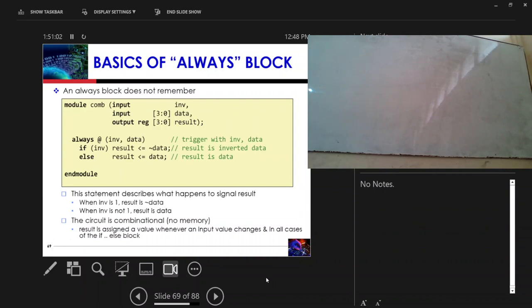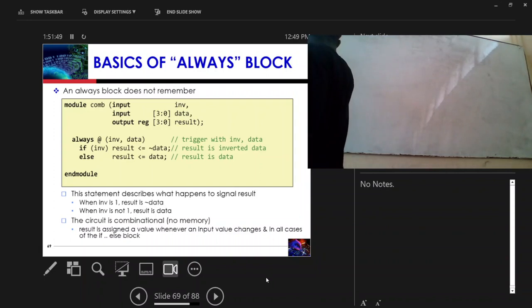Can you guess the secret for this one? Anytime you see an if else statement, and I've said this before, it will implement what? A multiplexer, right? So is this a multiplexer or not? It is a multiplexer. Why? Because if INV is true, then we get not data. But if it's not, then we get data.